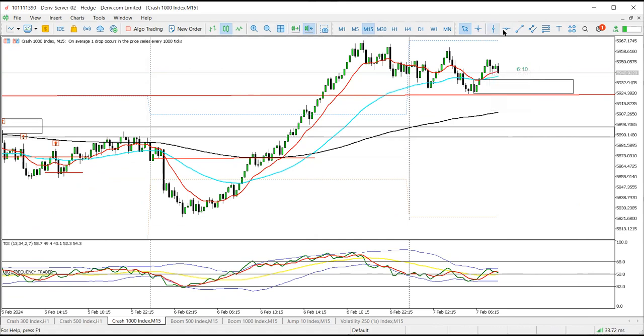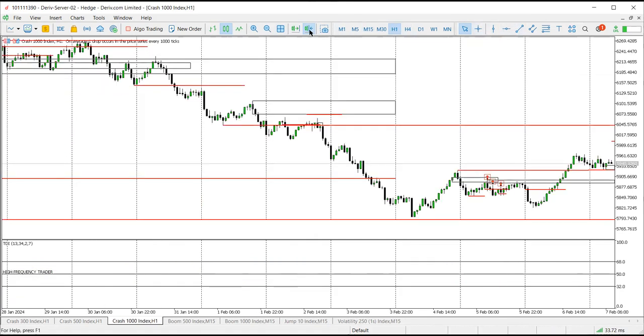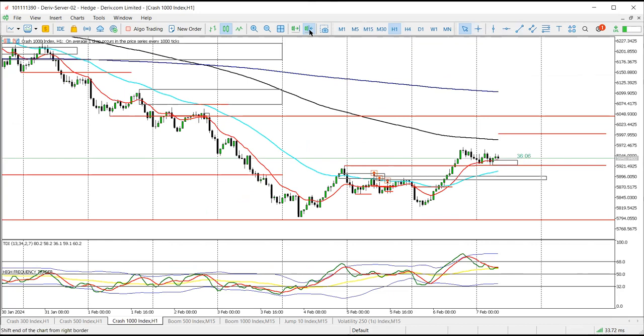So let's mainly stalk on this one and see what they want to do. Because right now we are on the buying side of the moving averages. We are on the buying side of the TDI. So I wouldn't want to commit on sales just yet until we get stronger confirmation. So we just stalk on that one.